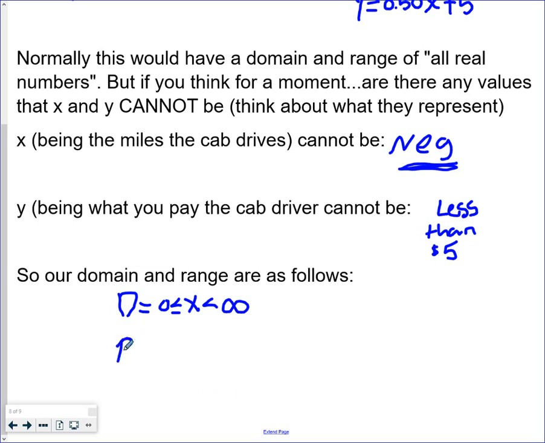For the range, I cannot pay the cabbie anything less than $5. So my range, all the possible costs here, is 5 on up. The amount I pay the cabbie is going to be $5 or more, depending on how far I go. And again, if you want to put the little infinity at the end, you can. So the context is what gives linear equations their trickiness, because it goes from being a very simple domain and range to being a very picky one. So you have to make sure you read the problem carefully and figure out what numbers can I use and what numbers can't I use.